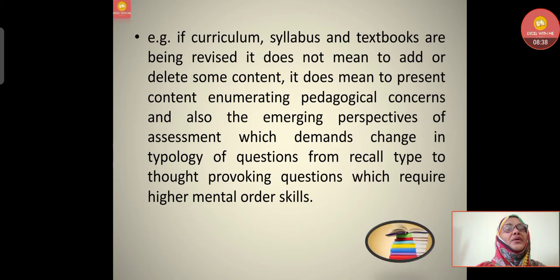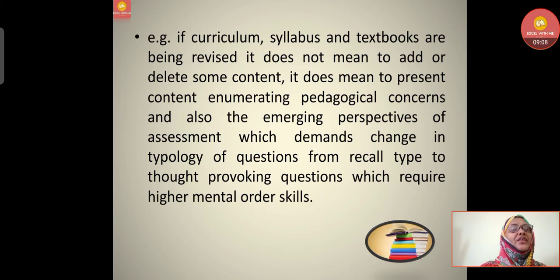For example, if curriculum, syllabus and textbooks are being revised, it does not mean to add or delete some content. It does mean to present content enumerating pedagogical concerns and also the emerging perspectives of assessment, which demands change in the typology of questions from recall type to thought-provoking questions, which require higher mental order skills.